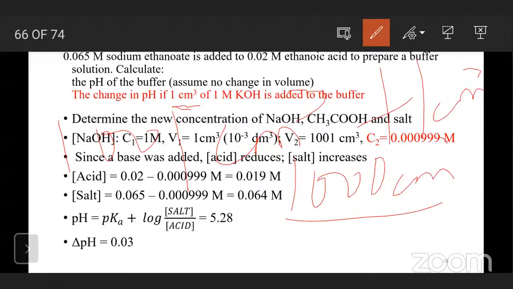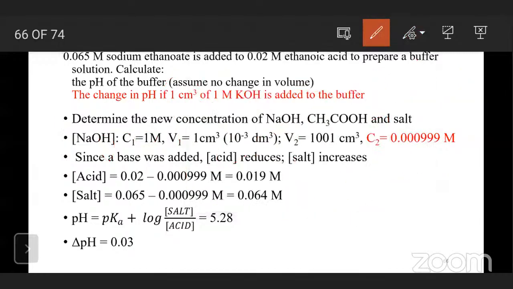It looks somehow insignificant, but you can also take that increase in volume into consideration. However, in your question, if you are told that you should neglect volume change, it means don't consider this volume. Just use this concentration of the KOH or the base or the acid you're given directly, if you are told that you can neglect the change in volume. Okay, let's move on. So I want to believe that you understand how we got this 1001 cm cube now.